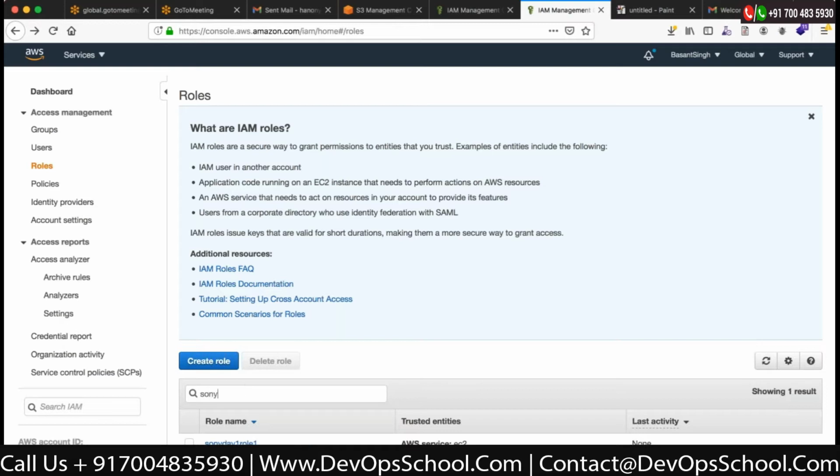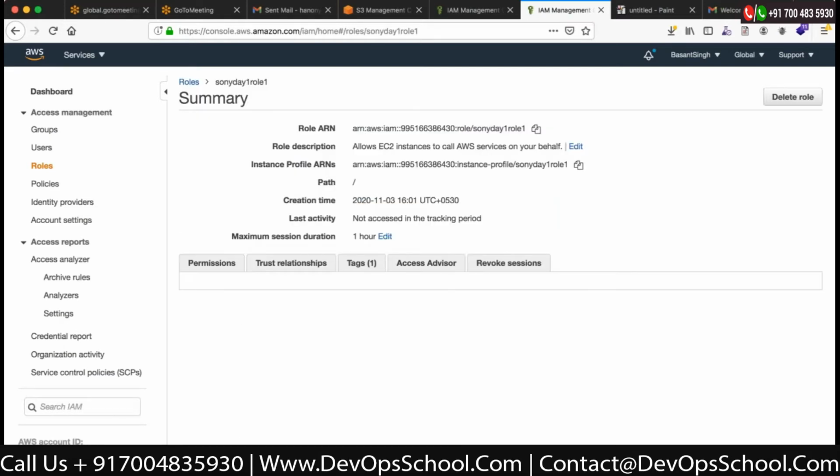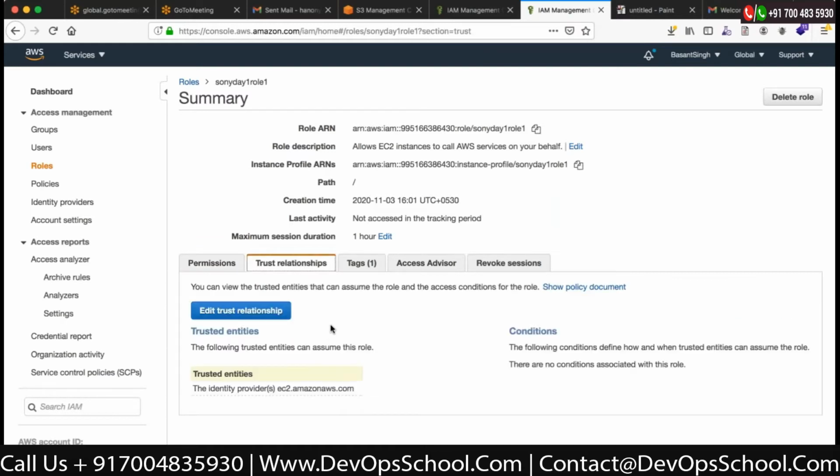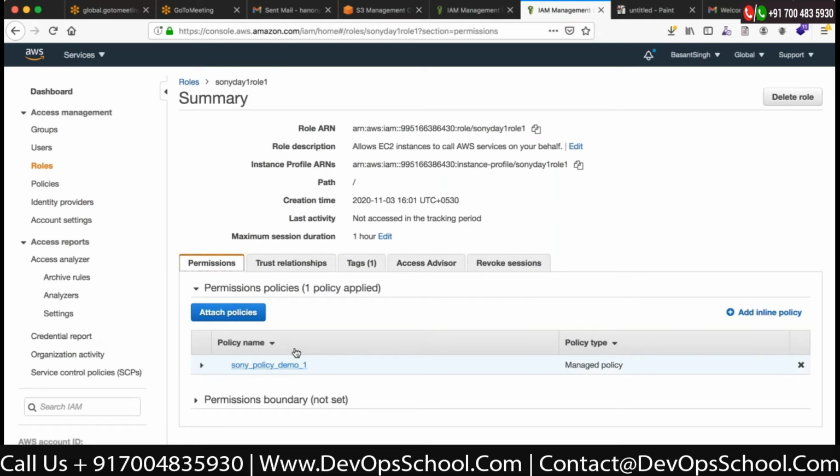As I said, they communicate with the service. Trust relationship is again a very important factor, because it decides who all can assume your role. If Kanan can assume your role, Kanan will be able to assume the role and perform the actions. What actions will be performed is derived inside the policy which has been attached to that particular role. So that is about roles.